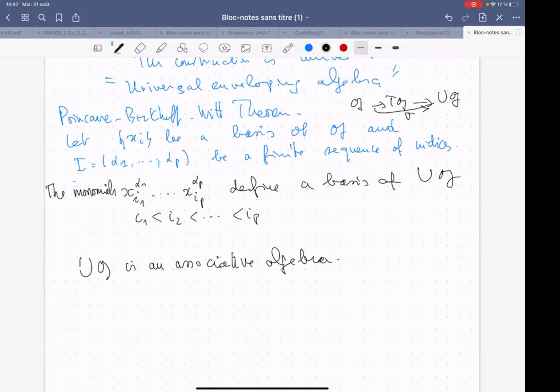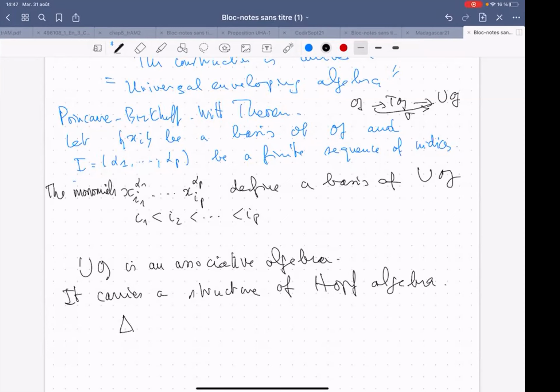And in fact, it carries a structure of Hopf algebra. Then if I want to construct a Hopf algebra, as I mentioned yesterday, I need a co-multiplication. Then the co-multiplication is defined in this way.